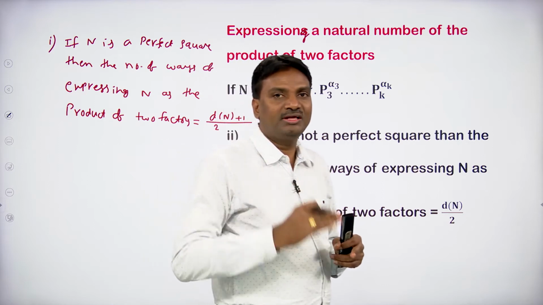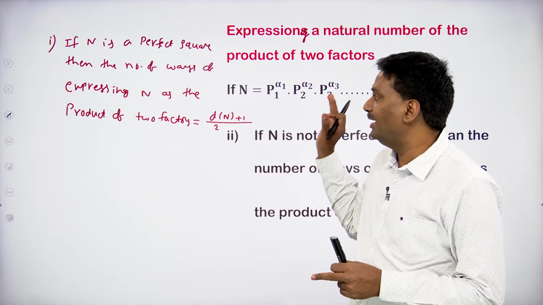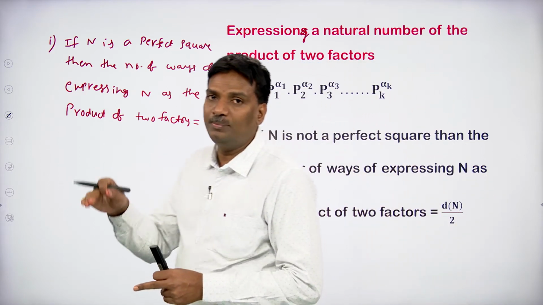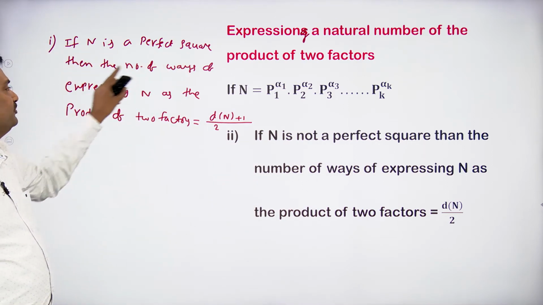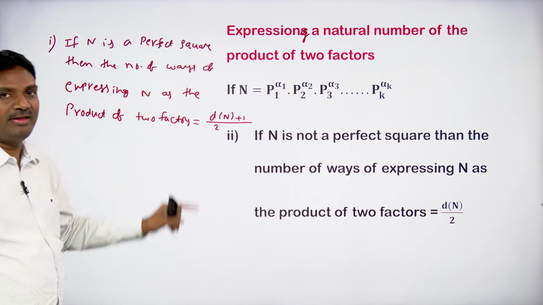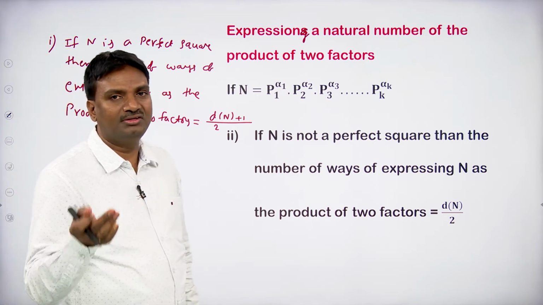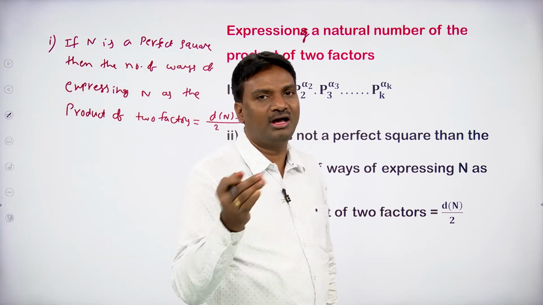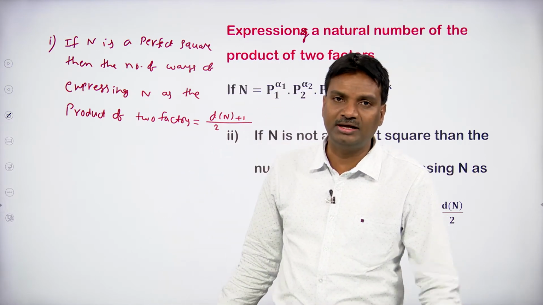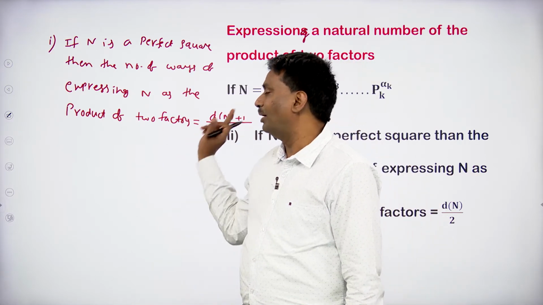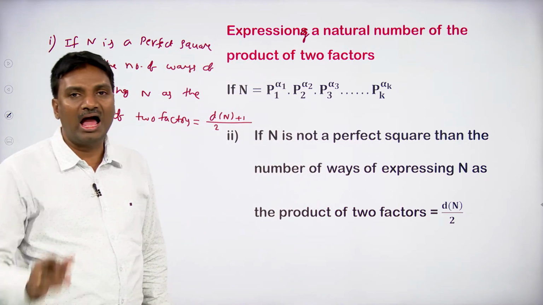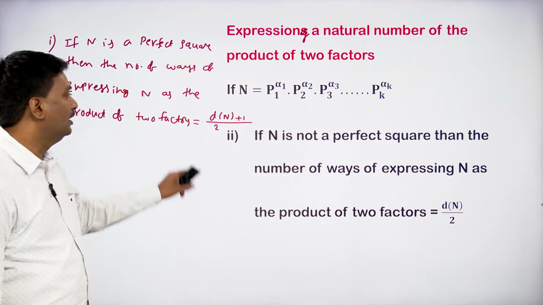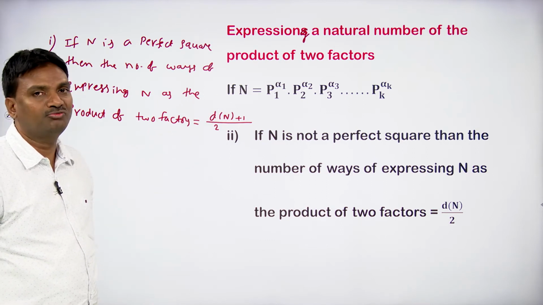So with respect to the given number, it may be a perfect square or may not be a perfect square. If the given number is a perfect square, like 25 or 36 or 121 or 625 or 144, 169, we can use this formula. To find the number of ways of expressing the given number as the product of two numbers, we can use the formula d of n plus 1 by 2.